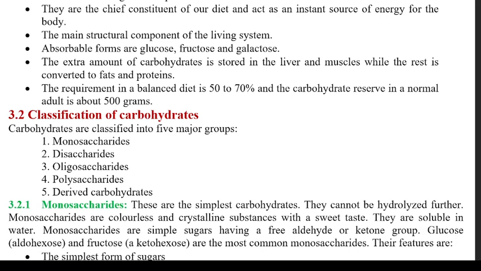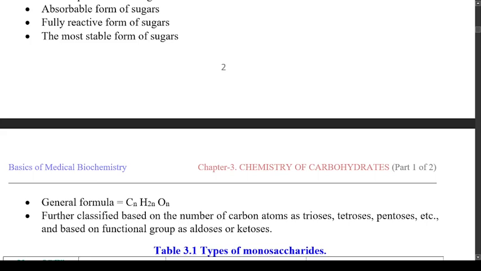Their features are: the simplest form of sugars, the absorbable form of sugars, the fully reactive form of sugars, the most stable form of sugars. The general formula equals CnH2nOn. They are further classified based on the number of carbon atoms as trioses, tetroses, pentoses, etc., and based on functional group as aldoses or ketoses. Table 3.1 Types of monosaccharides.